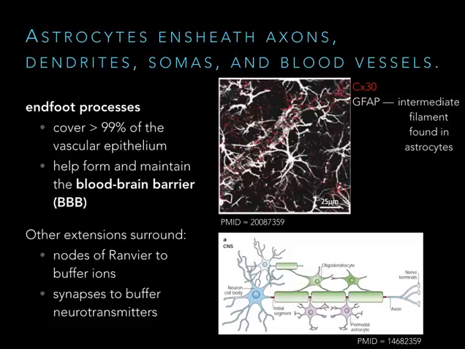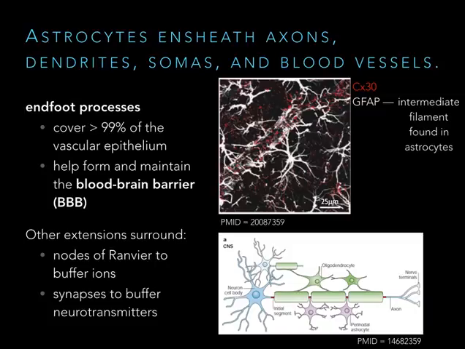CX30 is just a little connexin. It's a protein that allows astrocytes to communicate with one another. The white is GFAP. This is a filament, a cytoskeletal filament found in astrocytes. But what you can see here is that these white astrocytes are surrounding this tube, and that tube would be a blood vessel. There are blood vessels running all through our brain, and they're surrounded by astrocytes, so that the nutrients moving through our blood, namely glucose, can get taken up and then handed off to neurons.